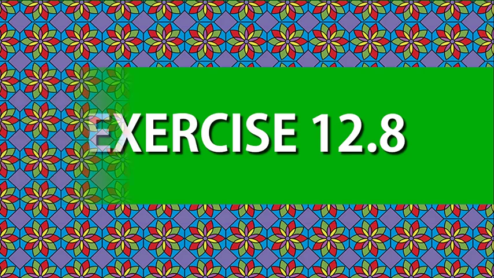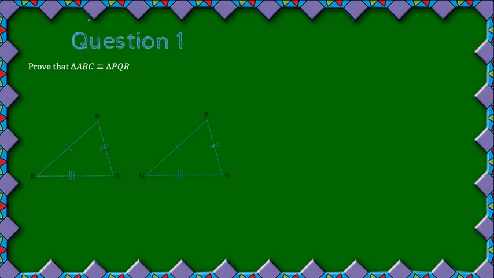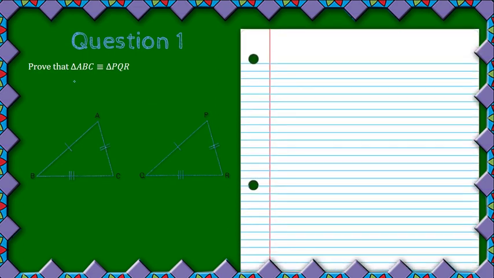These are the answers to exercise 12.8, and we are looking at how to prove congruency. For question 1, it says, prove that triangle ABC is congruent to triangle PQR. Now, when we prove congruency, we have to have an introduction or state in which triangles we're working.